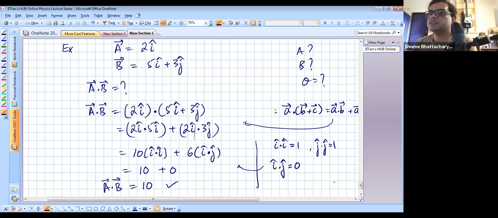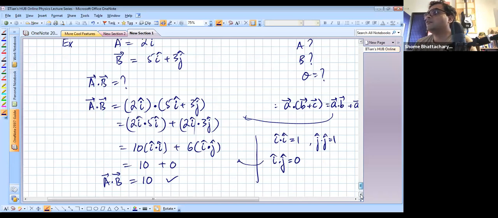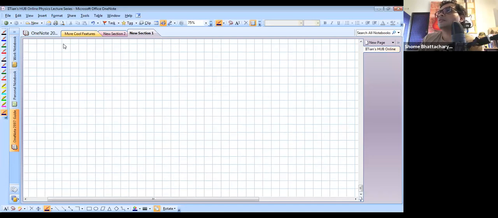This was just a simple formula. Why it is 0, I explained earlier, because they are perpendicular to each other. I cap and j cap, the angle between them is 90. So that's why. Okay, so let's develop a general formula now, in component form.